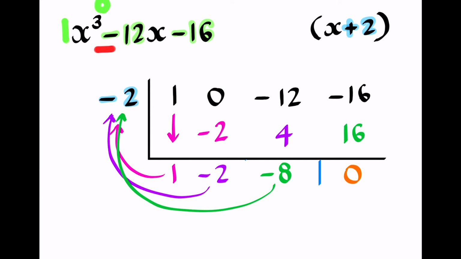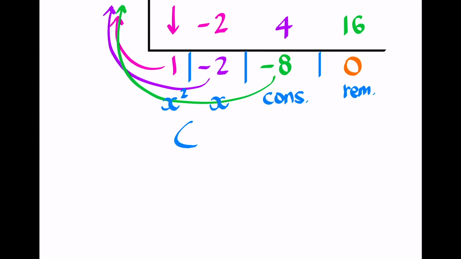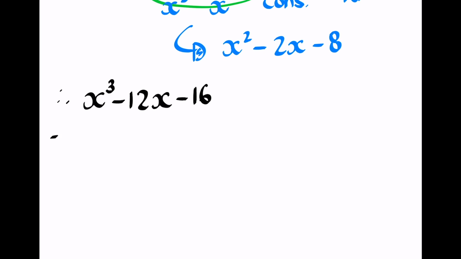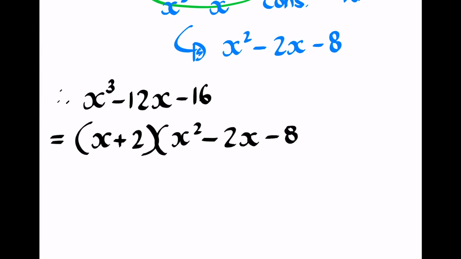So I've created the exact same order of terms. I have my remainder, I have my constant, I have my coefficient of my x, and I have a coefficient of the x squared. So this would become x squared minus 2x minus 8. So I could therefore state that x cubed minus 12x minus 16 is equal to what I divided everything by, which is x plus 2, and then x squared minus 2x minus 8.